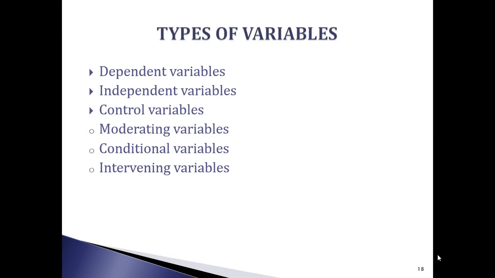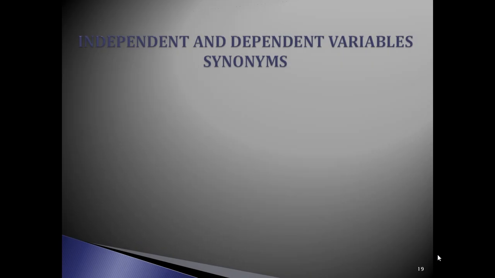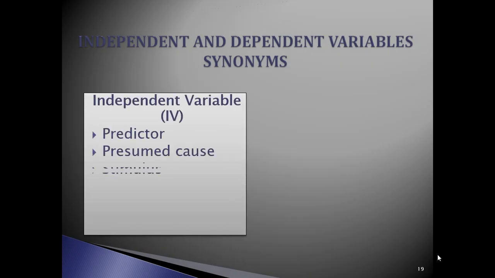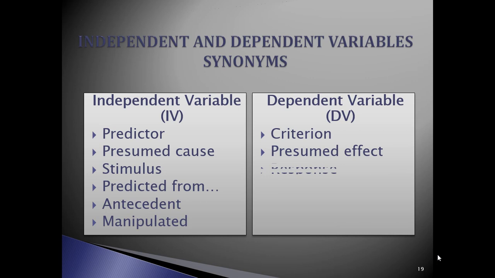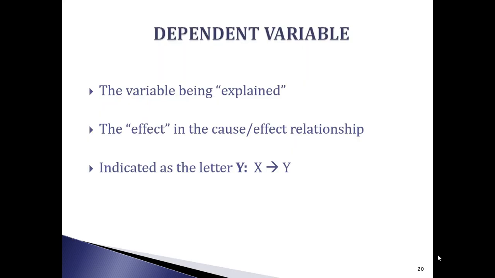In research, we use different variables such as dependent variables, independent variables, and control variables, which can be moderating variables, conditional variables, and intervening variables. Dependent variable is the one which depends on any other variable. The variable which is affected by other variables or which is explained by any other variable is known as dependent variable.